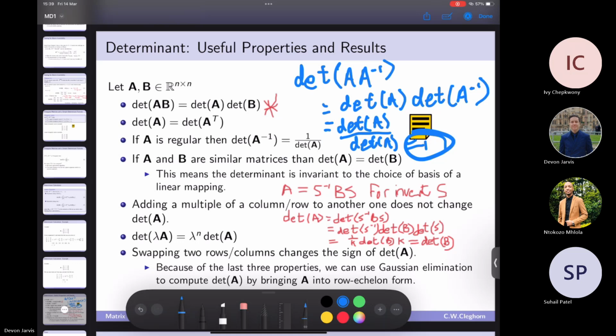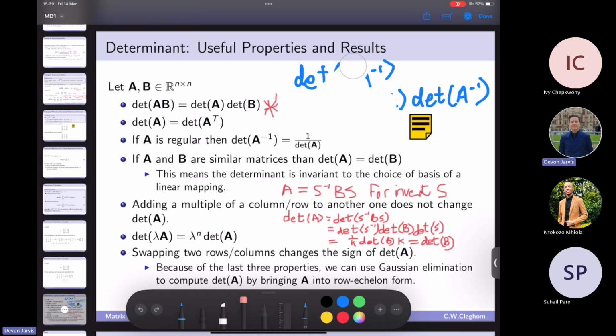You have to have a nonzero determinant in order for it to be invertible. Correct. A is regular. Yeah. That is an assumption of it, yes.